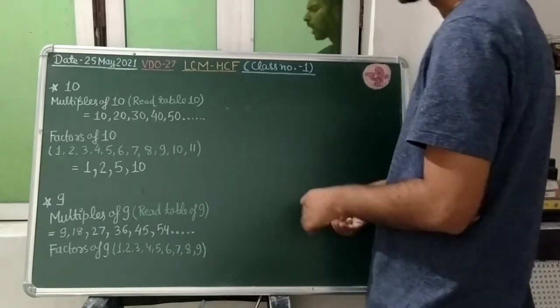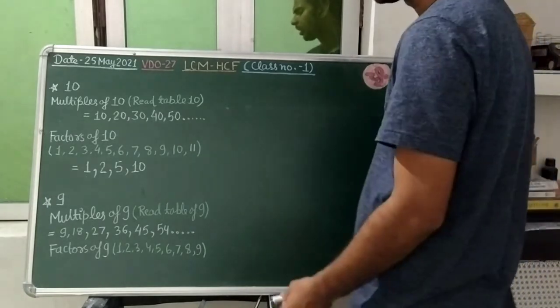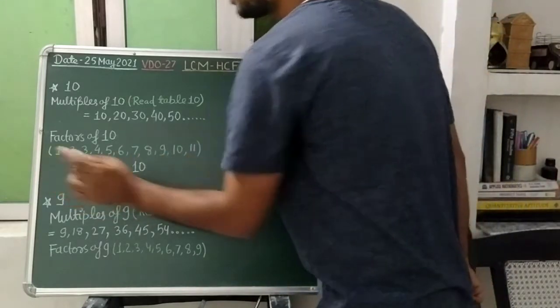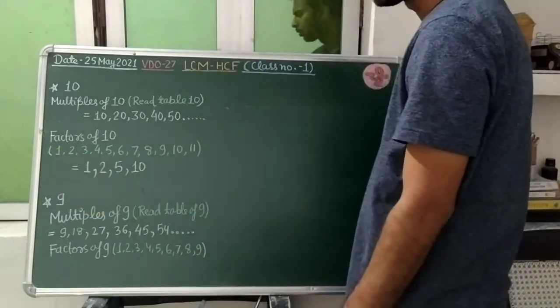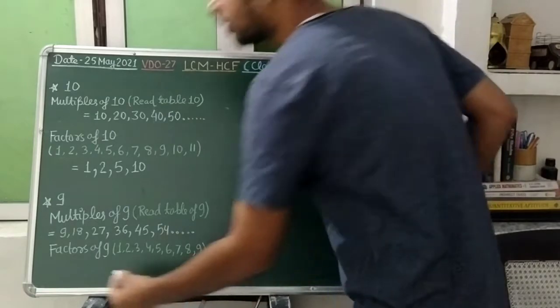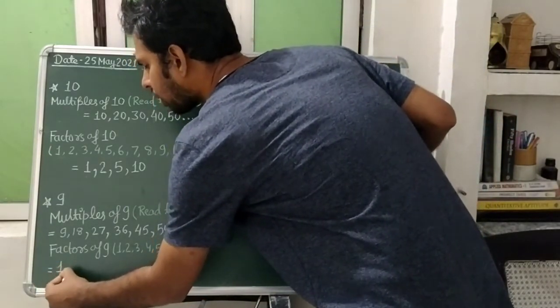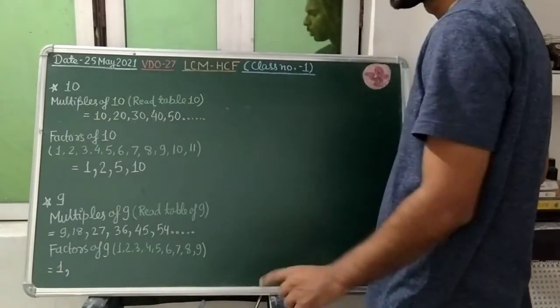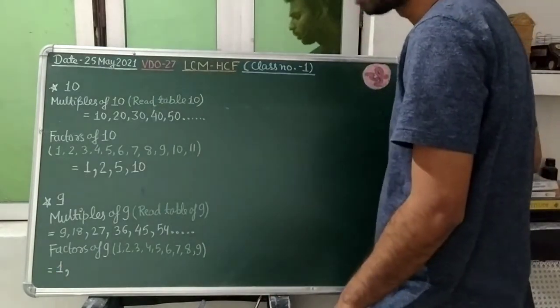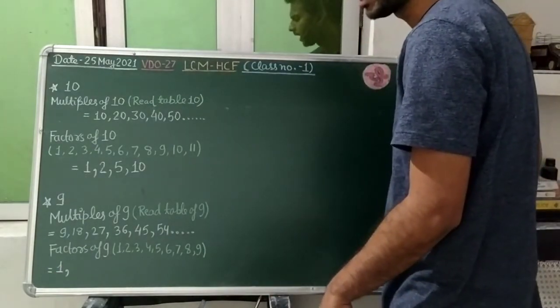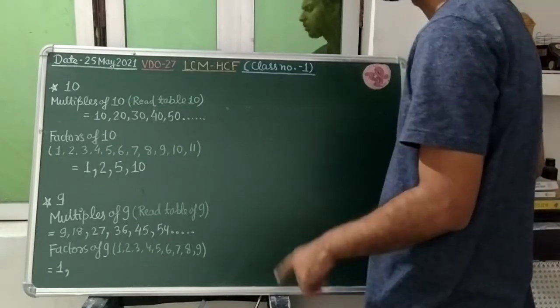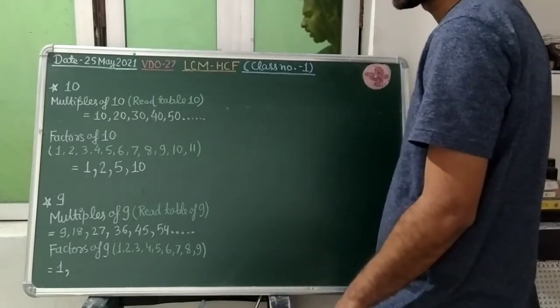So students, now you will check which number is going to divide the 9. Whether 1 will divide the 9? Yes, 1 will divide the 9. So 1 will be the factor of 9. Will 2 divide the 9? No, 2 is not going to divide the 9 completely. That is why 2 will not be the factor of 9.